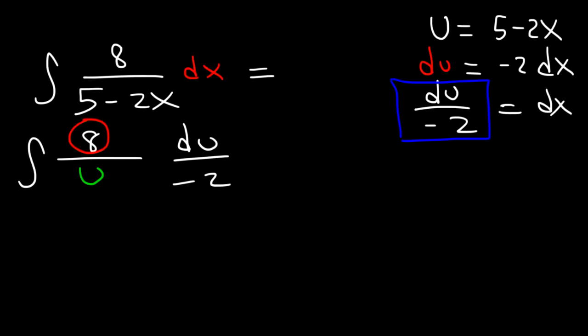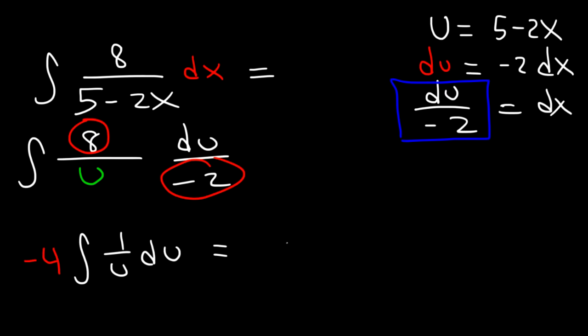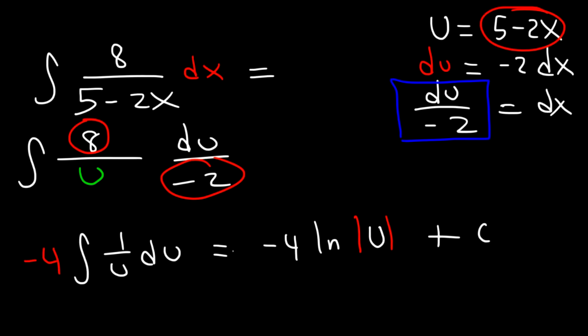So 8 divided by negative 2 is negative 4, which we'll put to the front. And the integration of 1 over u du is ln u. So we have negative 4 ln u plus c. Now all we need to do is replace u with 5 minus 2x. So it's negative 4 ln 5 minus 2x plus c. And so that's it. This is the answer. Let's work on some more examples.